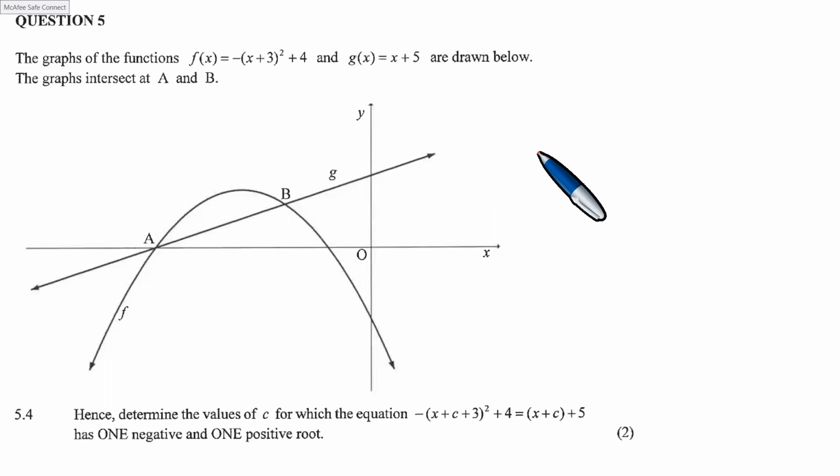We have the two graphs, f of x and g of x, which are drawn below. The graphs intersect at A and B, so we can see that they intersect at A and also at B. Hence, determine the values of C for which this equation, look at this equation, has one negative and one positive root. Now let's think of this question very carefully and make sure we can make sense of it. What are the values of C and what is the answer to this question?